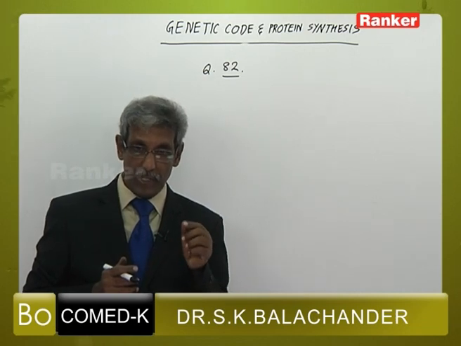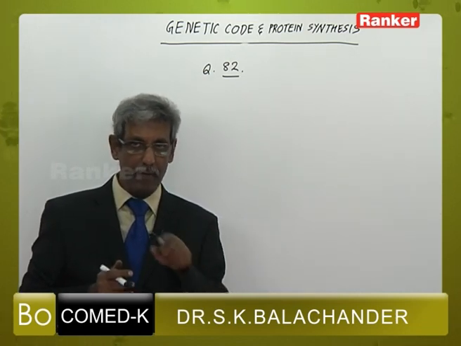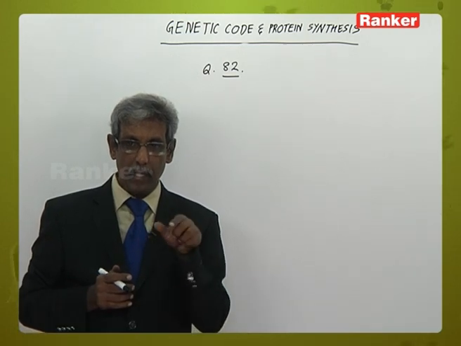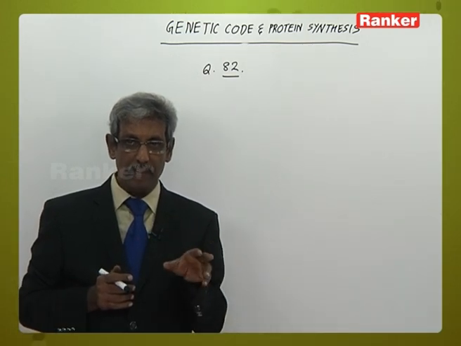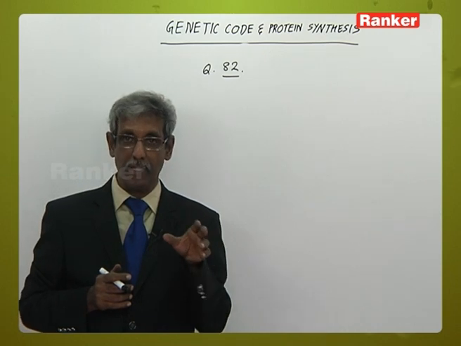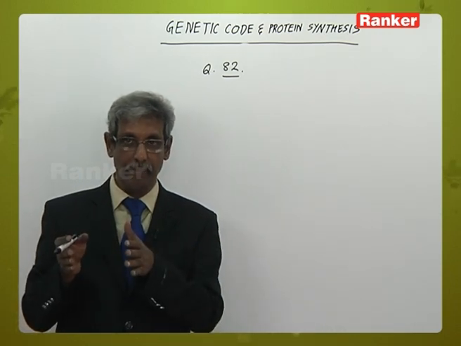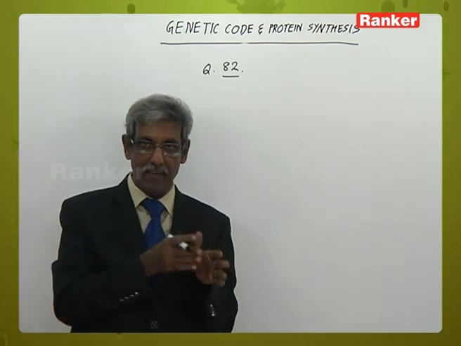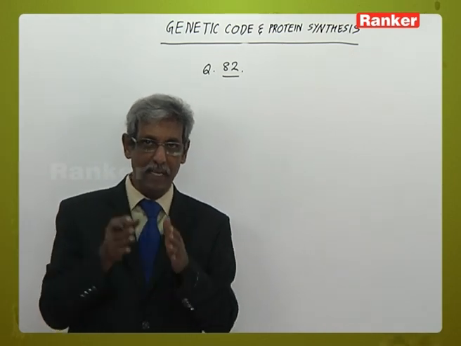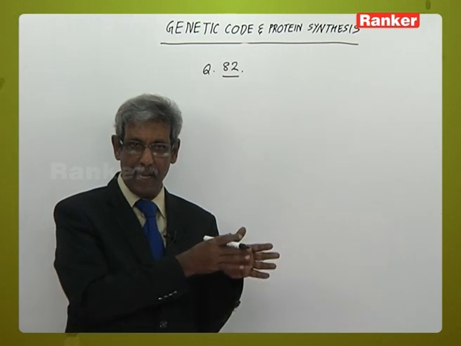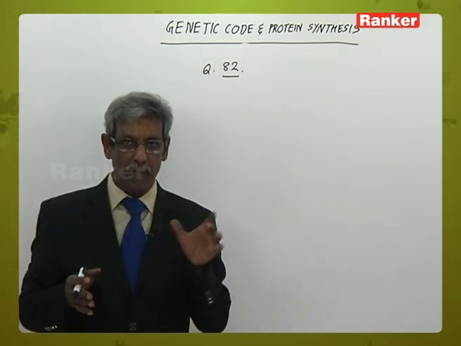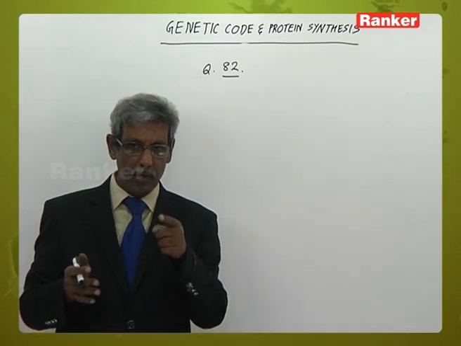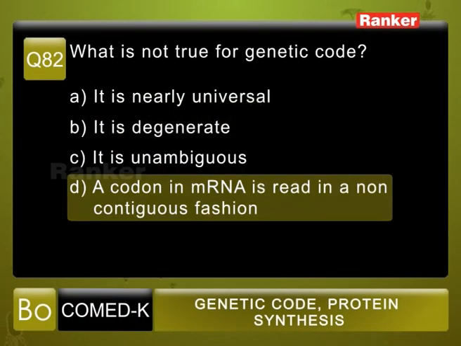Whereas when you take choice D, a codon in an mRNA is read in a non-contiguous fashion. Always codons are read in a contiguous fashion, that is, you have a sequence reading. You have 1, 2, 3 as a set, 4, 5, 6 as a set, 7, 8, 9 as a set, A, B, C, D, E, F, G, H, I, J, K, L. So this method of reading is termed contiguous reading, whereas choice D is wrong, hence the answer is D.